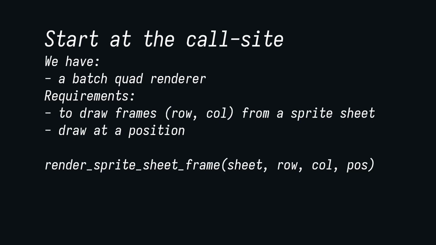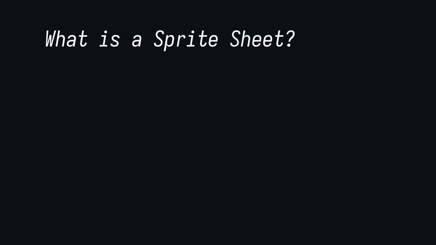Okay, so that's how we can draw, but what's this sprite sheet type going to look like? What data do we need to calculate how to draw the frames?